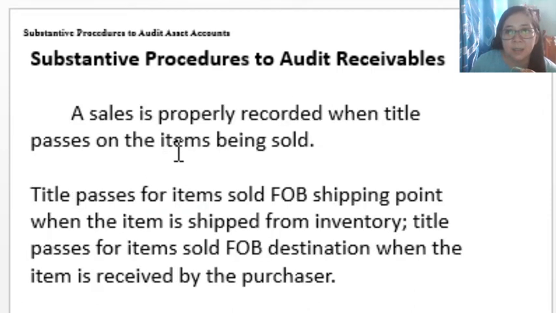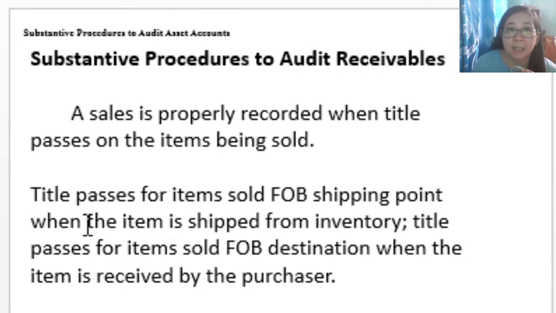So a sale is properly recorded. When can we say a sale transaction has been perfected? This is when the title passes from the seller to the buyer once the item is sold. This is our determining point, the transfer of the title. This is when the entity should record the sale.